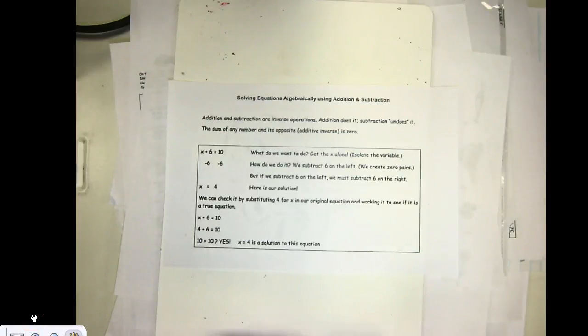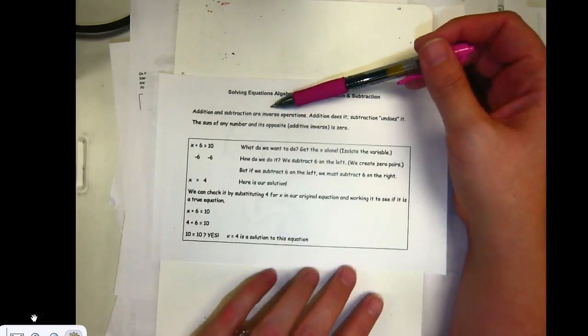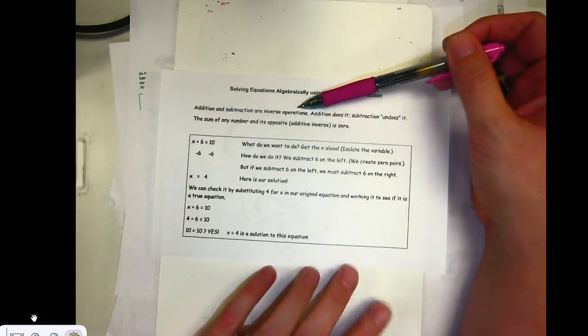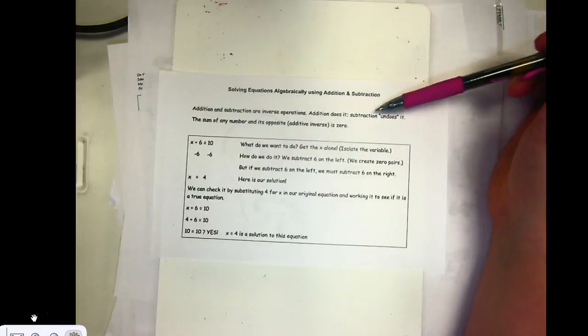Okay, so yesterday we talked about modeling equations and we looked a little bit about how to solve them with models. Today we're going to look at solving equations algebraically using addition and subtraction. So the first thing I want you to look at is your notes. It tells you on here that addition and subtraction are inverse operations. Okay, so pretty much what one does, the other one can undo. Alright, so addition does it, subtraction undoes it.